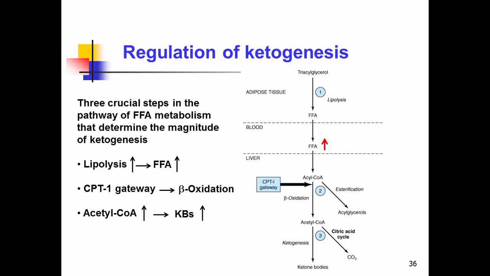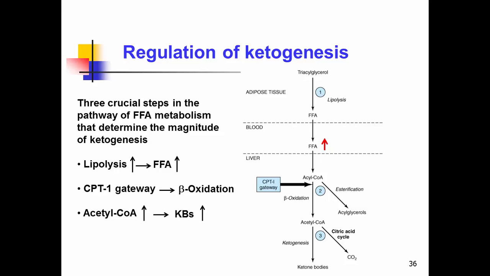Remember, we talked about fatty acid oxidation, and fatty acids need to be transported into the mitochondria from the cytosol, right? The key step that controls fatty acid transport into mitochondria is the enzyme we talked about before, CPT1. CPT1 is the key enzyme that controls fatty acid transport from the cytosol into mitochondria for beta oxidation and for generation of acetyl-CoA, which is a substrate of ketone bodies, right?